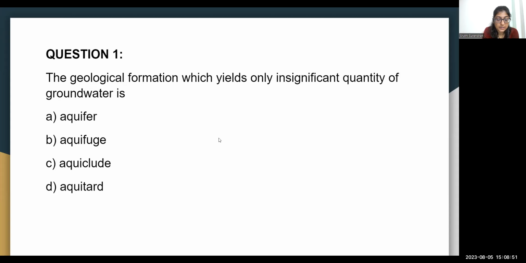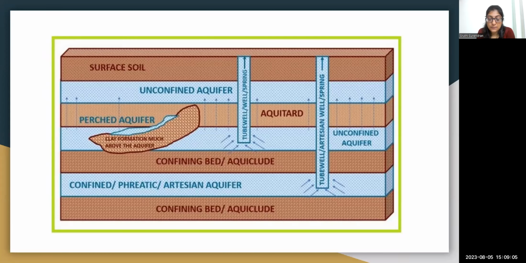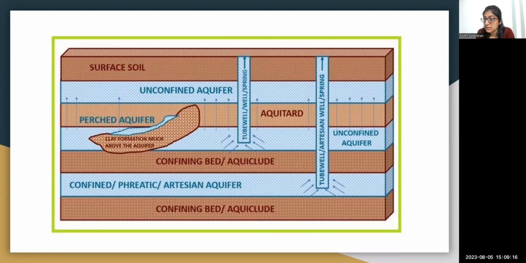Okay, I don't see any answers, so let's move on to the solution. The geological formation which yields only insignificant quantity of groundwater. Before going into that, we can see four terms over here: aquifer, aquifuge, aquiclude, and aquitard. Let's see what all these terms are. If you see the surface of the soil and what is under it, in terms of geological formations, the various formations are what was mentioned here: aquifer, aquitard, aquiclude, and aquifuge.